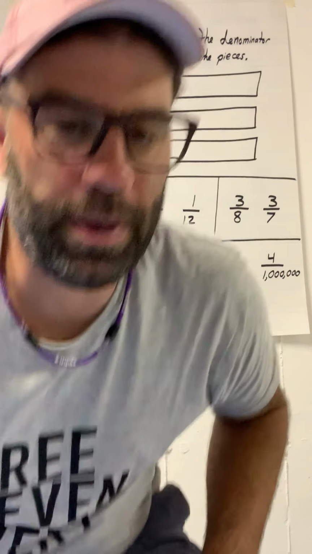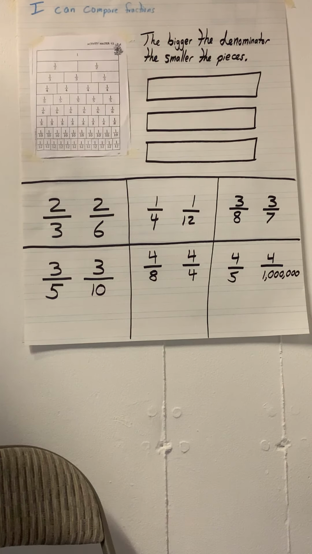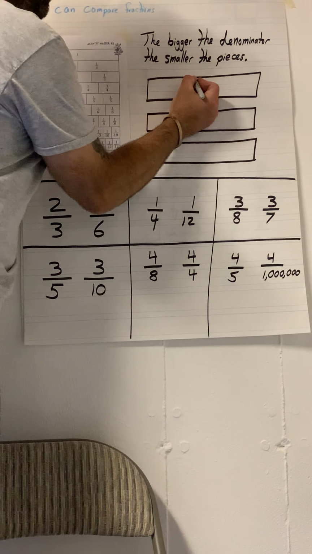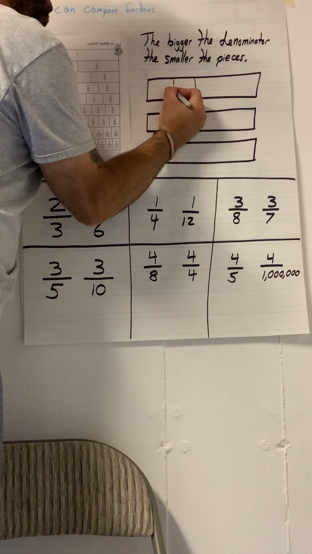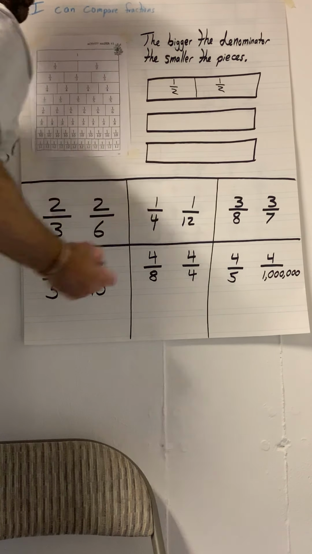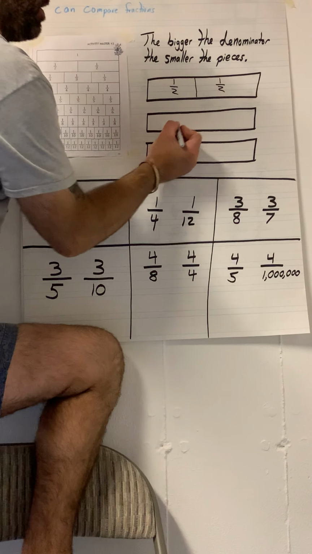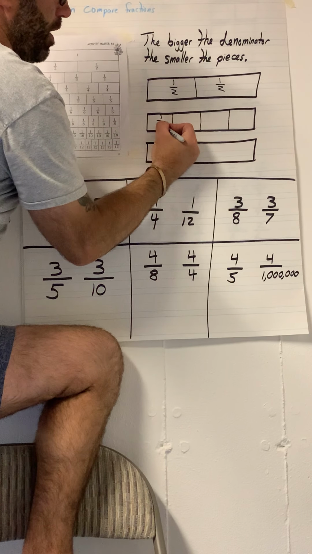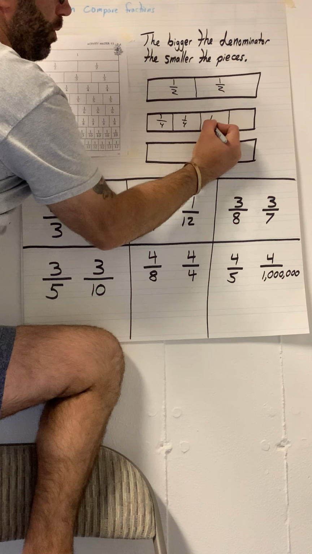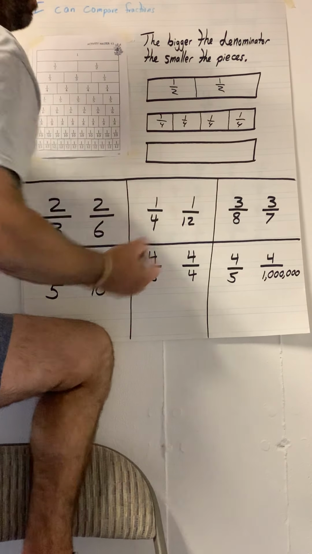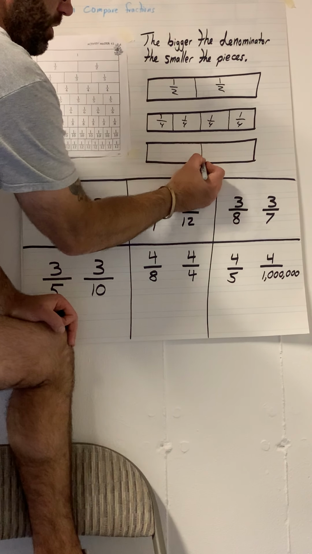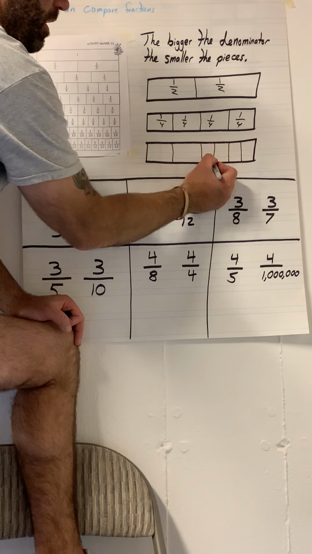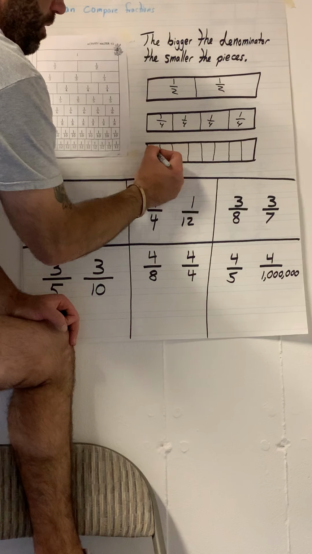Let me show you. So imagine these were Snickers bars, right? I cut this one into halves. So I have one half and one half. I cut this one into four equal pieces. So it's one fourth, one fourth, one fourth, and one fourth. And I cut this one into eight equal pieces. So each one will be 1/8. Okay.